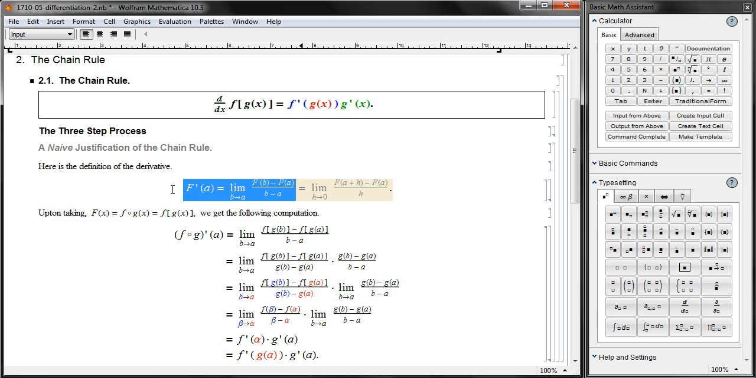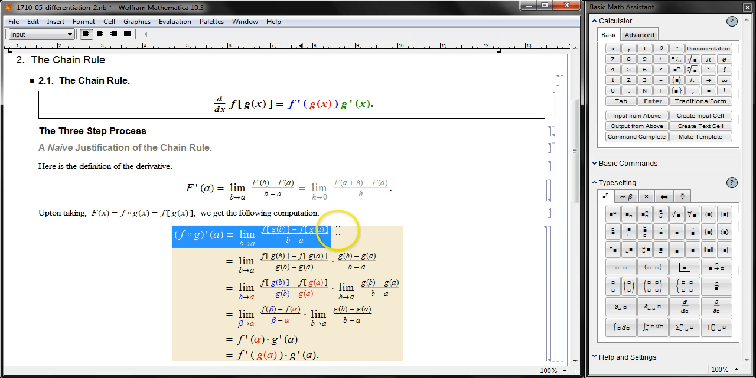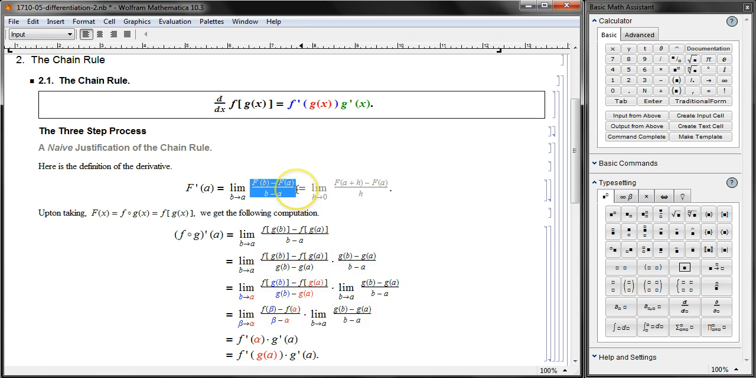Okay, here we go. In this definition of the derivative, let's write capital F as composite function f circle g, or equivalently f of g. Then what do we get? We get the first line. Compare this first line with the definition. Exactly the same, except for, of course, the choice of characters. Instead of capital F, we get f circle g, or equivalently f of g.